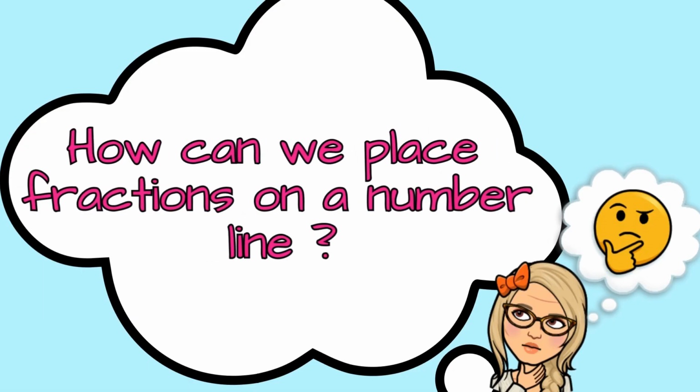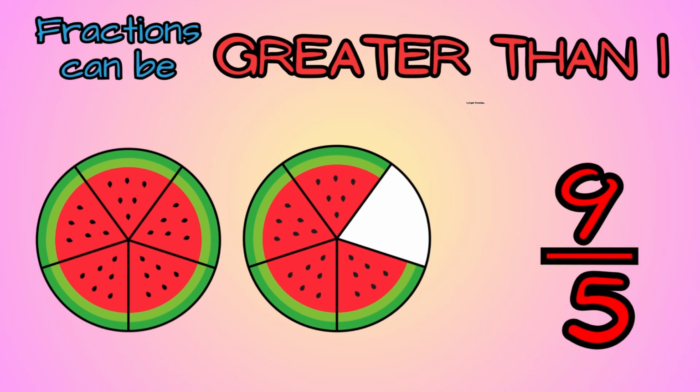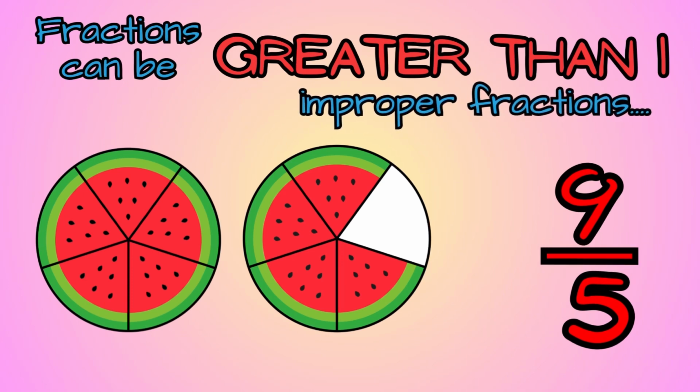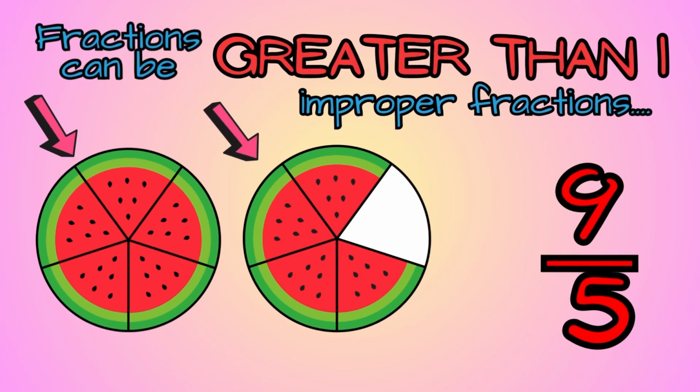How can we place fractions on a number line? To begin, let's say that we have fractions greater than 1. They are known as improper fractions. They are very easy to recognize because the numerator is greater than its denominator, and also because they are shown with more than one whole.